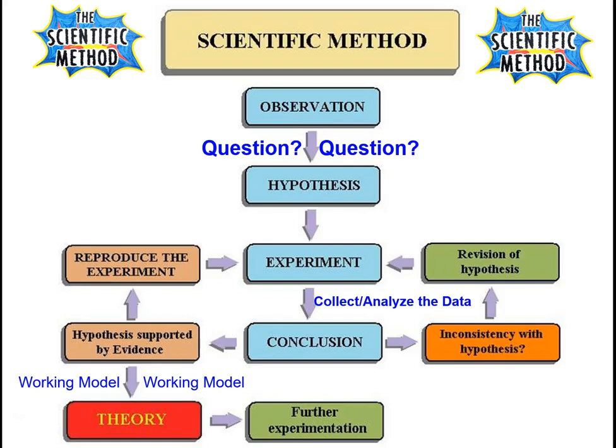So, scientific method is a process for discovering answers to questions based on observations. It is pretty complex as you get into more and more details, but the basic process is observation, question, hypothesis, experiment, collect and analyze the data, and then make a conclusion, and then compare that to your hypothesis. And if it's inconsistent, you've got to revise that, you've got to make a new hypothesis.